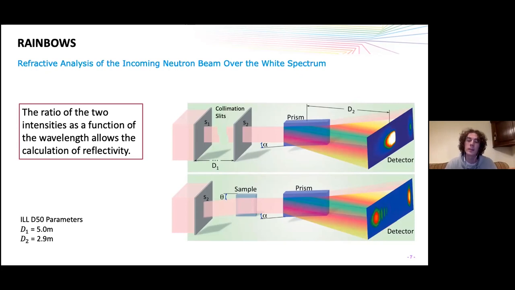Importantly, the top panel is the direct beam. There's no sample in it, and in the bottom one there is the sample at an angle theta. How you get the reflectivity is that the ratio of the two intensities, as a function of the wavelength, gives you the reflectivity. Basically, you divide the bottom intensity by the top one, and that's how you find out. And this is actually implemented on D50 at the ILL with a couple of parameters. D1 is 5 meters and D2 is 2.9 meters, and that gives you an idea about the scale of this.